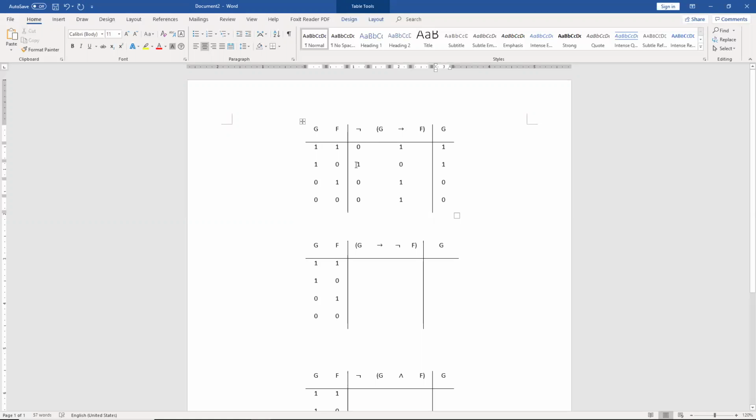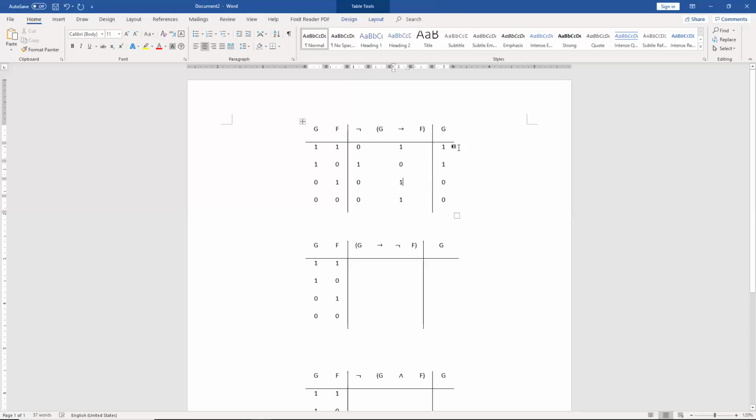And we can see that there's only one row in the truth table that makes this formula true, and on that row, G is also true. And so that means that every row that makes this true also makes G true. So this formula entails G.